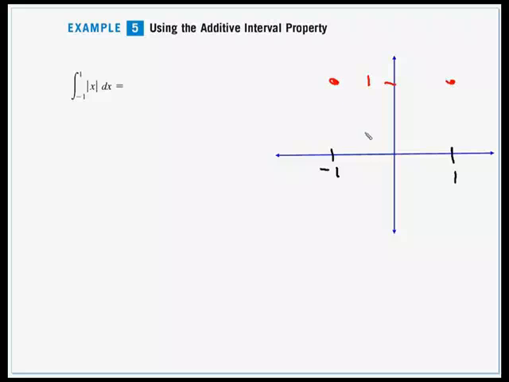Remember the absolute value function, just sort of makes a V shape. We come down, we hit the origin, and we bounce back up. That's the absolute value of x. Absolute value is never negative. We've never dipped below the x-axis. We've never gone into negative y territory. So what we want to find from negative 1 to 1 is the area under our curve.